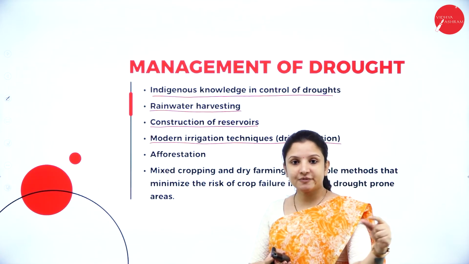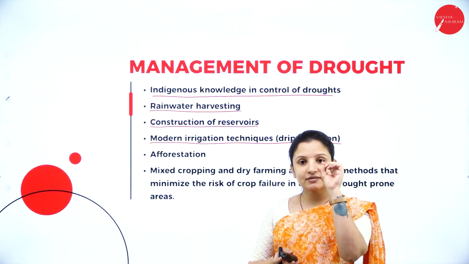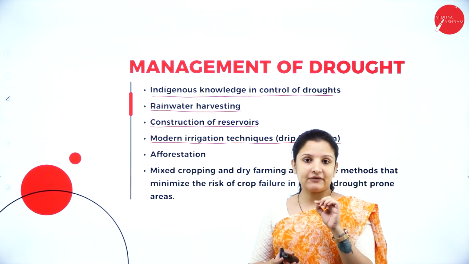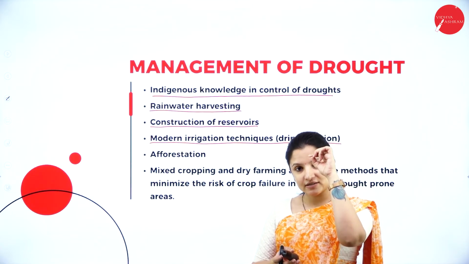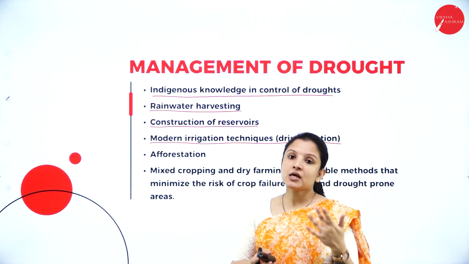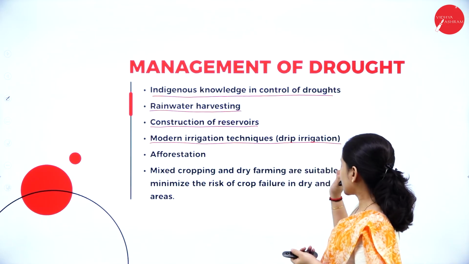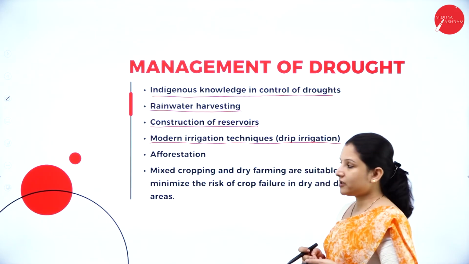The water pipes will be laid in the field near the root of the plant, and there itself one drop of water will be left. So that drop of water will just fall right where the plant is. Therefore, wastage of water is very minimal there. So that is how modern irrigation techniques such as drip irrigation can also prevent drought.